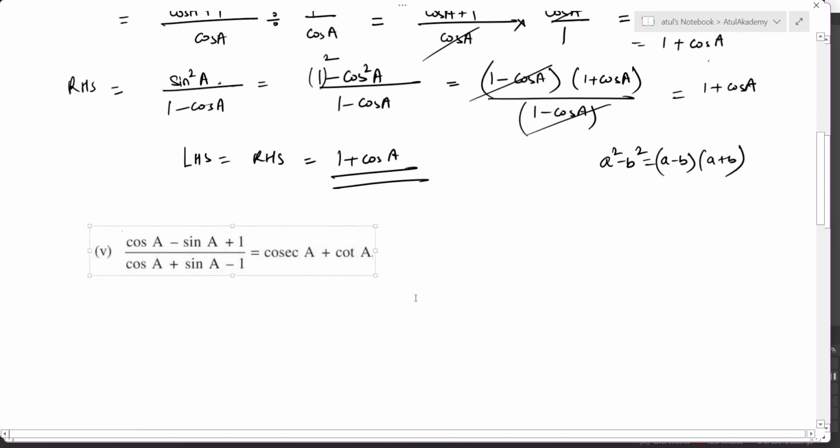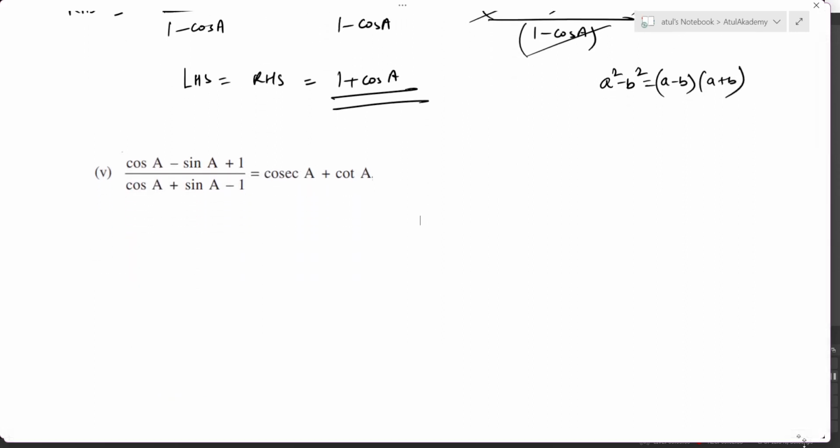Next one is a very important identity to be proved. So let's see how we will do it. Now, LHS has cos, sine, 1, cos, sine, 1. RHS has cosecant and cot. So how do you get cosecant and cot? If I divide this whole by sine, what will I get? Cos by sine is cot, sine by sine is 1, and 1 by sine is cosecant. I got the thing that I want.